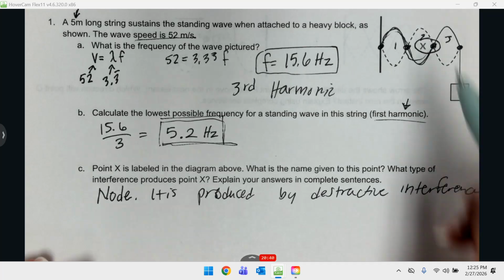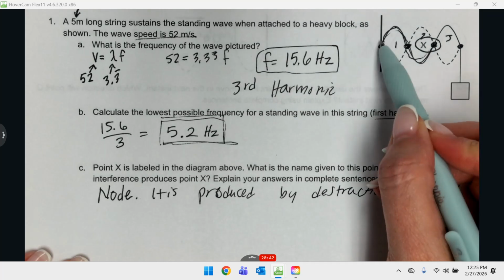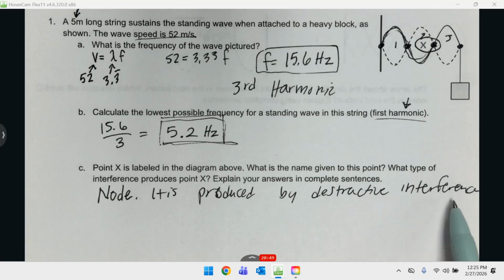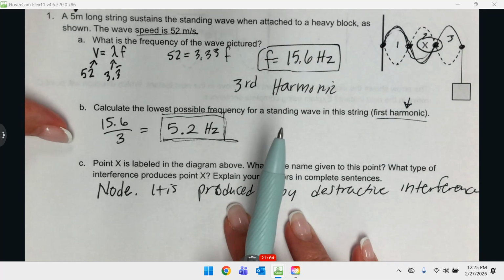But we're asked about this point. These points in the center of the wave, they actually appear stationary. They don't move at all, and the reason they don't move at all is because of destructive interference. The wave and its reflection cancel each other out, meaning that you don't end up with any displacement, you don't end up with any oscillation, and you have these points that appear to be standing still. So you can explain that here for question C.